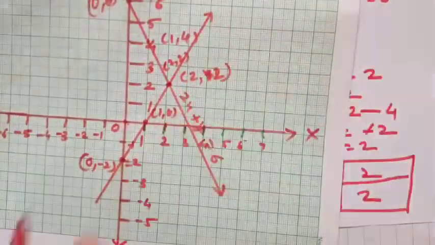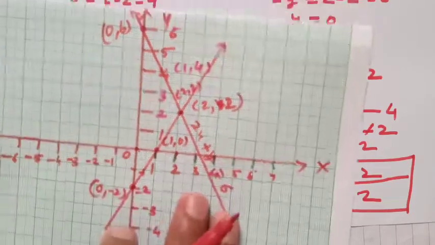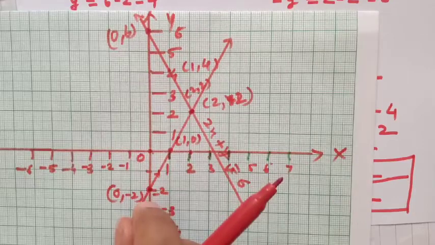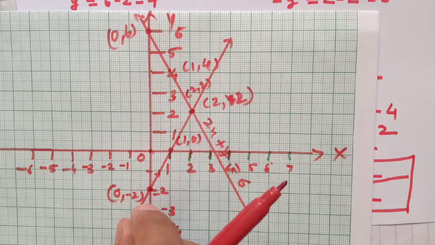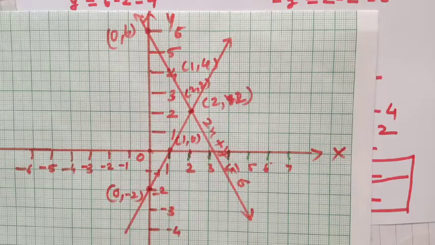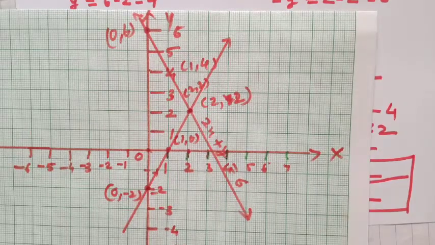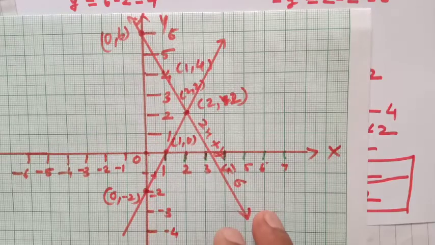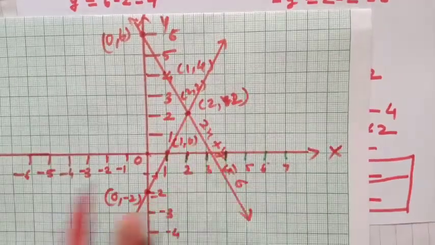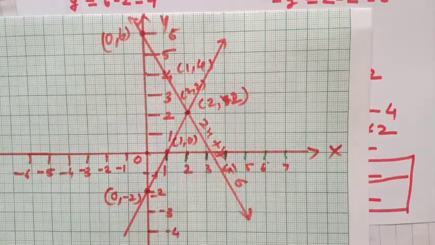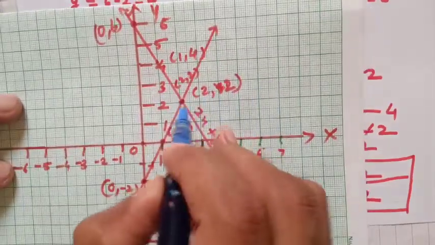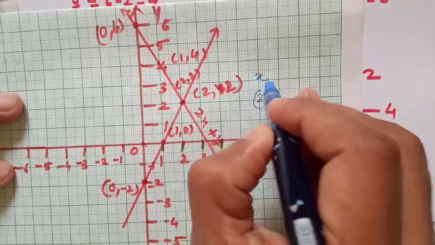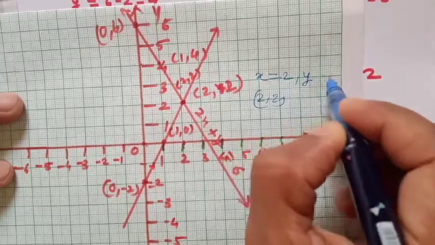Clear? We drew the graphs and you got one intersecting point, and we first decided there is the condition a1 upon a2 is not equal to b1 upon b2. So the pair of linear equations has one unique solution, and the two graphs intersect at one common point. What is that common point? That common point is 2, 2. So x is equal to 2 and y is equal to 2.